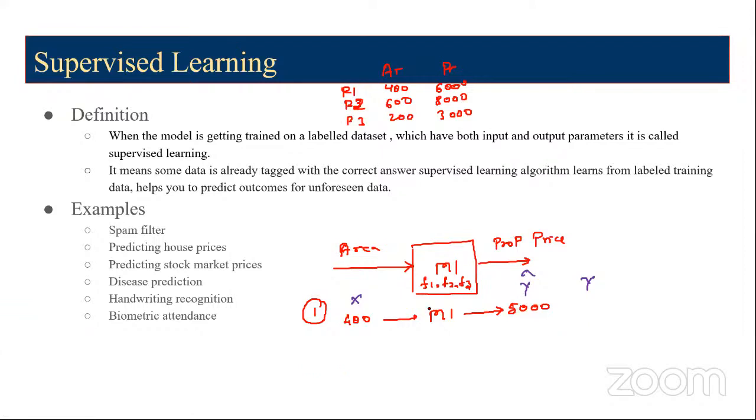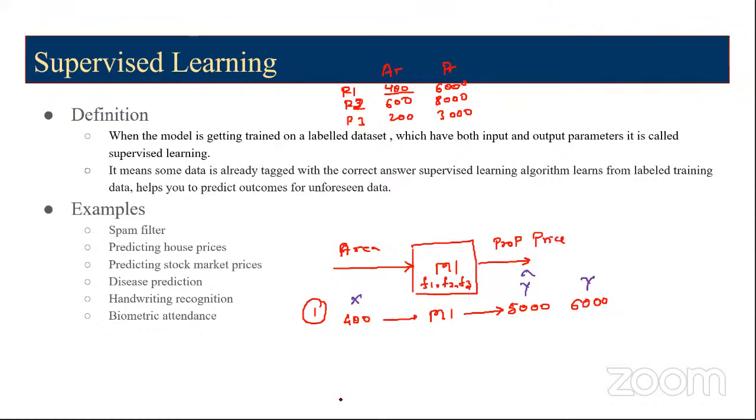Now say for this model M1, if this is the predicted value in the first iteration, we also have access to the actual value. So the actual property price for a property with area 400 is what? 6,000. So the actual value we refer to using Y.